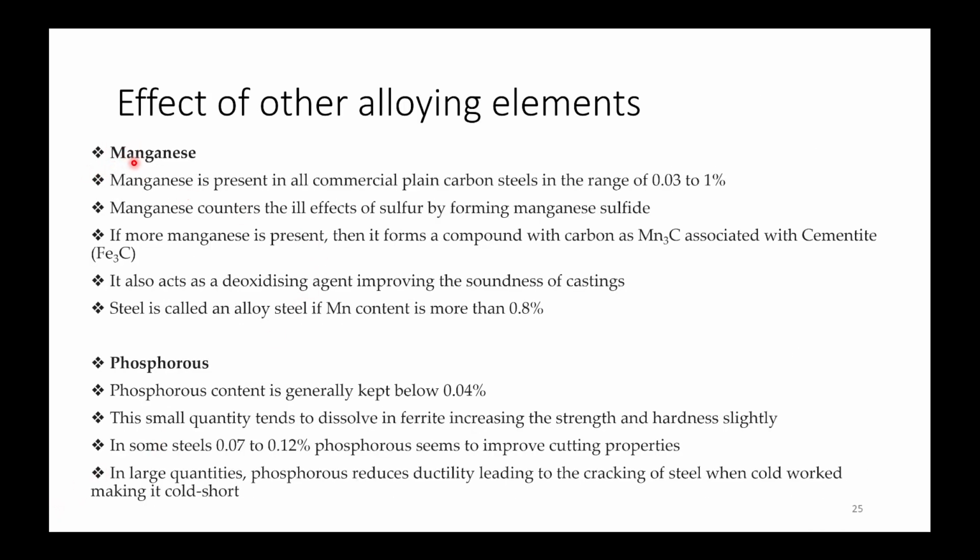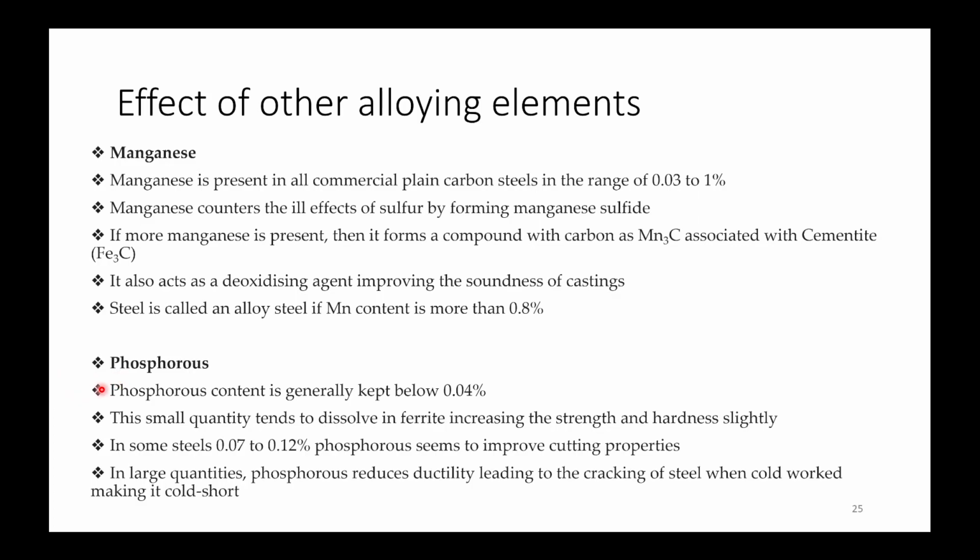Then manganese. It is present in all commercial plain carbon steels in the range of 0.03 to 1%. Manganese counters the ill effects of sulfur by forming manganese sulfide. If more manganese is present, then it forms a compound with carbon as Mn3C associated with cementite. It also acts as a deoxidizing agent, improving the soundness of castings, and steel is called an alloy steel if manganese content is higher than 0.8%.